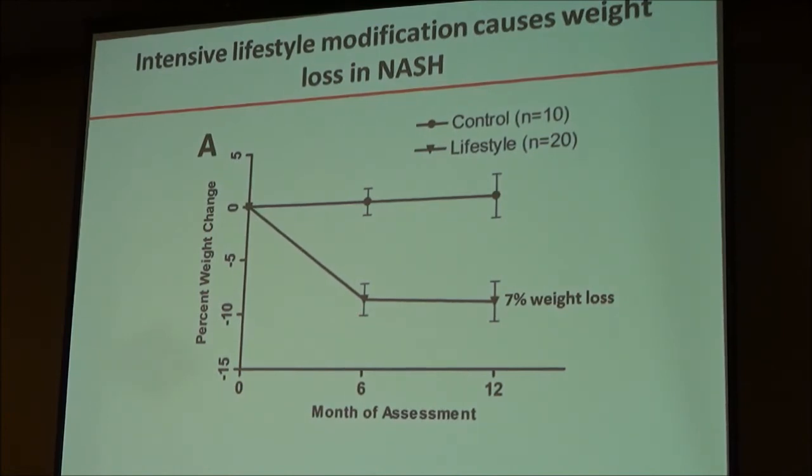Versus the control arm. The control arm met every 12 weeks. They had some basic education on diet, on exercise, on healthy eating, but they didn't have the intensity of the weekly meetings like the lifestyle intervention. And what you can see here is over a 12-month period, those patients in the lifestyle arm lost 7% of their weight, versus those patients in the control arm, who did not have weight loss at all.